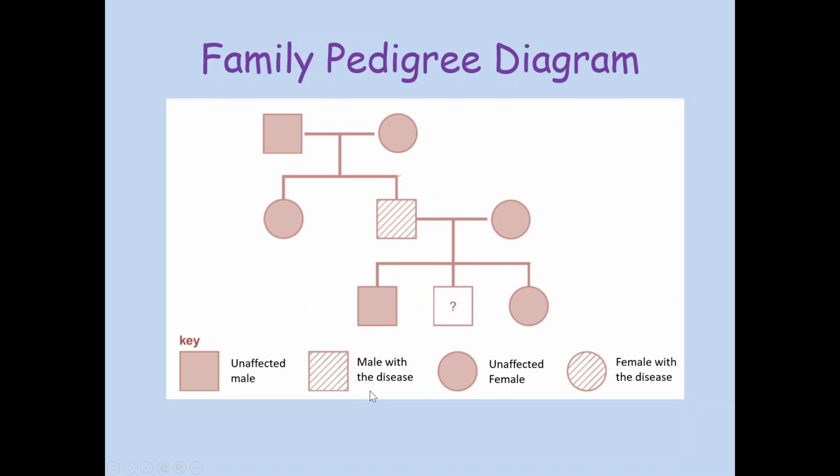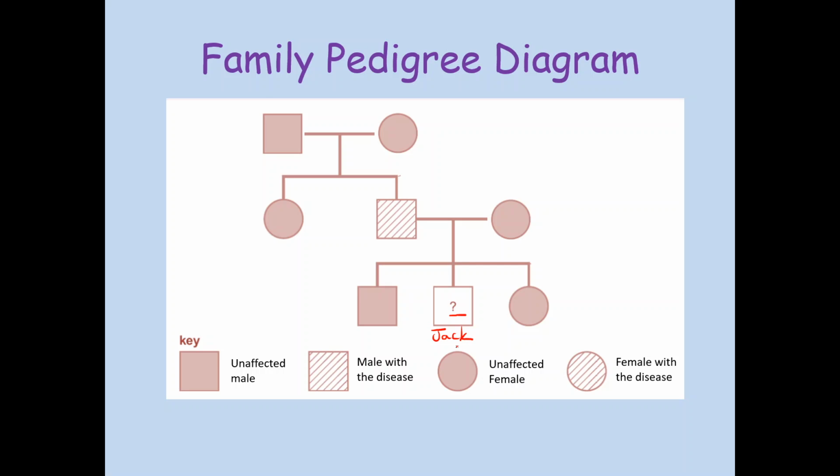Okay, so this is an example of a family pedigree diagram. What I will do is talk you through what the actual diagram is showing, and then ultimately what we're going to try and do is work out the genotype of this person here. Okay, and for the sake of this video, we're just going to call this person Jack.